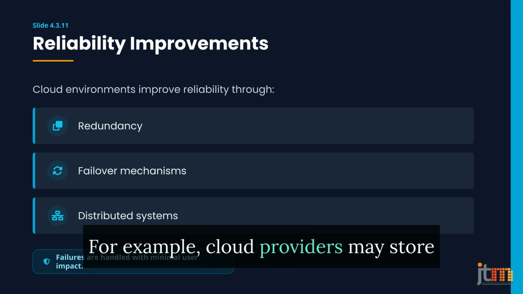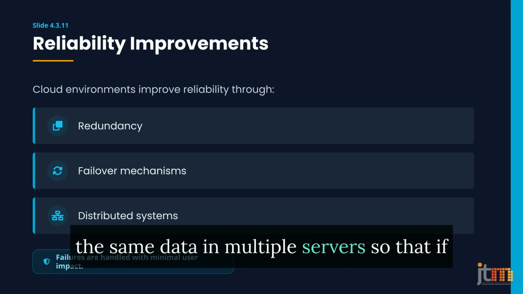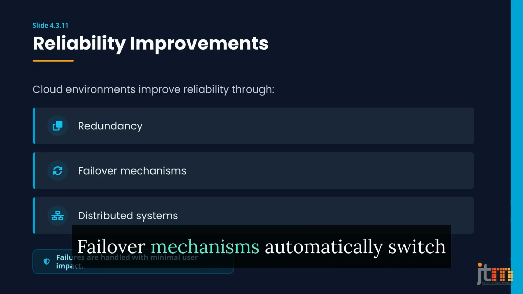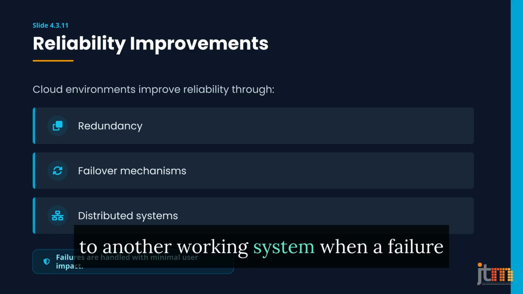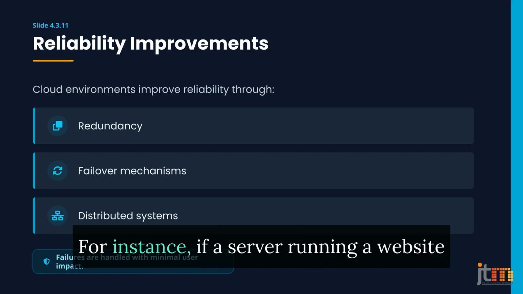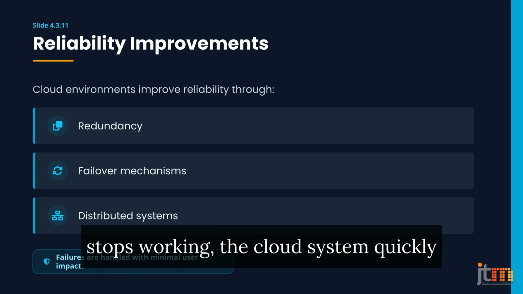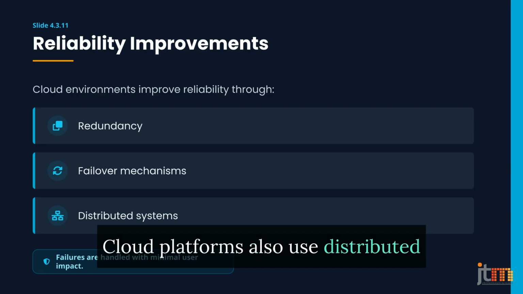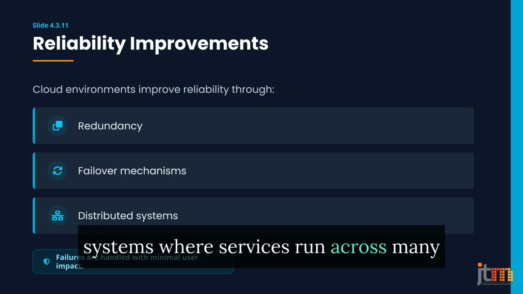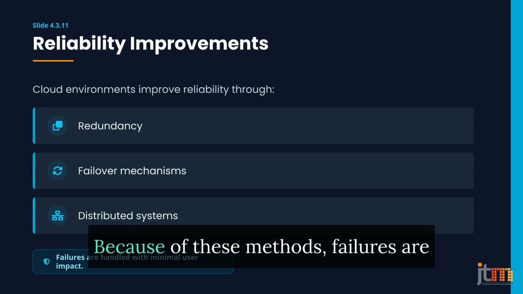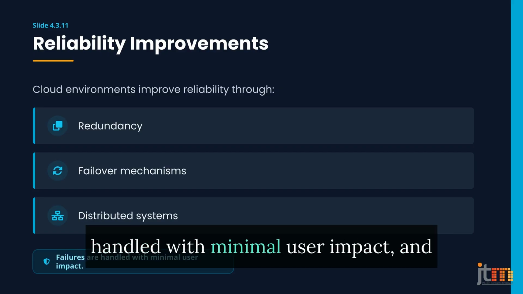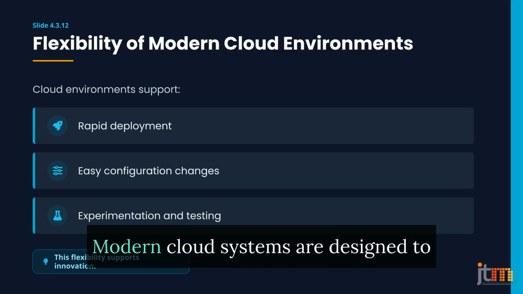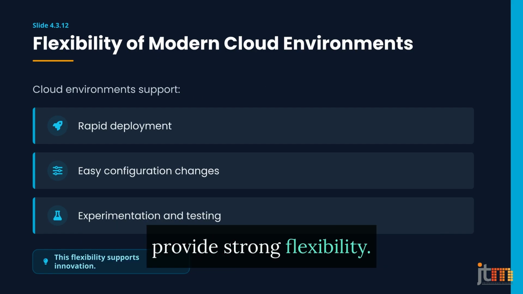For example, cloud providers may store the same data in multiple servers so that if one server fails, another copy is still available. Failover mechanisms automatically switch to another working system when a failure happens. For instance, if a server running a website stops working, the cloud system quickly moves the traffic to another server. Cloud platforms also use distributed systems, where services run across many machines instead of only one. Because of these methods, failures are handled with minimal user impact, and most users may not even notice when a problem occurs. Modern cloud systems are designed to provide strong flexibility.